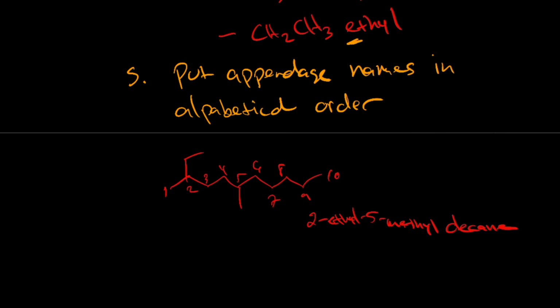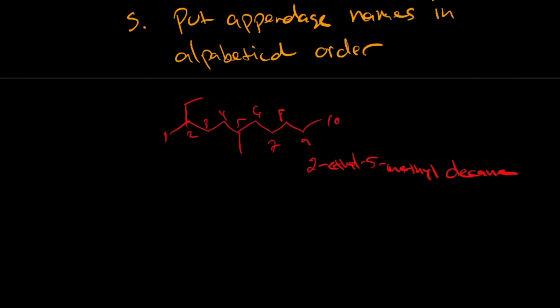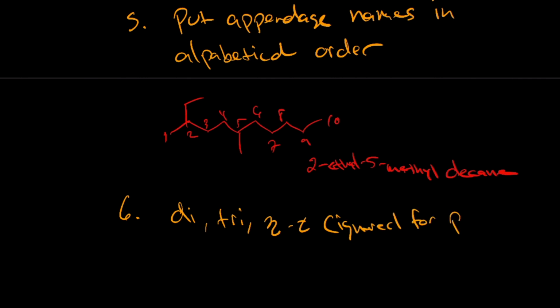One thing to add though, if you have a modifier like di, tri, or you see an italicized N, or a T, which usually means there's something called a terbutyl, those are ignored for the alphabetizing. You kind of want to ignore these.